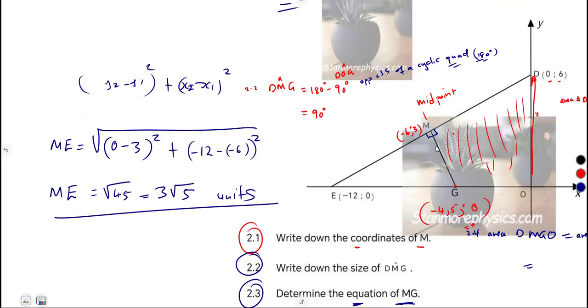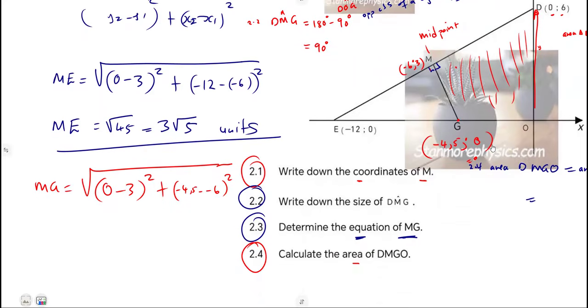So we do the same thing for M to G using the length formula, the square root of considering the y values. All right, starting the y values 0 and 3 at M. So that's 0 minus 3 squared plus the x values minus 4,5 to minus 6. Minus 4,5 minus 6 is squared, right? So make sure you use your calculators properly. That was going to give us the length of what?